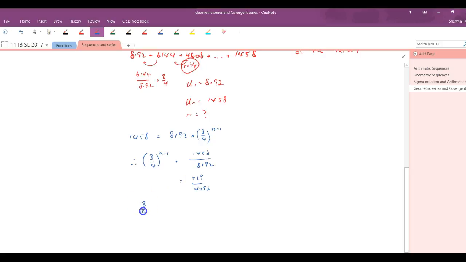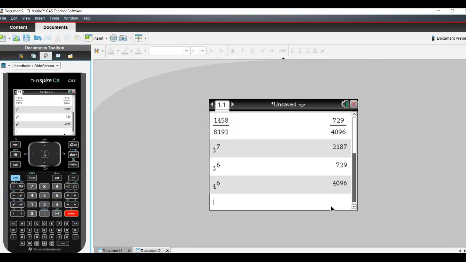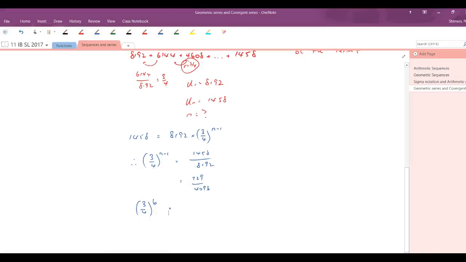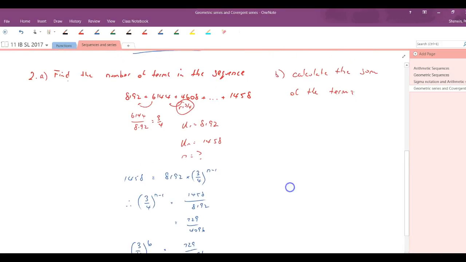So I'm guessing that 3/4 to the power of 6 will equal, so we'll check with 4 to the power of 6. 4 to the power of 6 is 4096. So you know that when you take a fraction to a power, you can split the numerator and denominator to that power. So 3 to the 6 over 4 to the 6. That's equal to 729 over 4096. So therefore, n is equal to 7. So there are 7 terms in this sequence. That there is equal to u7.